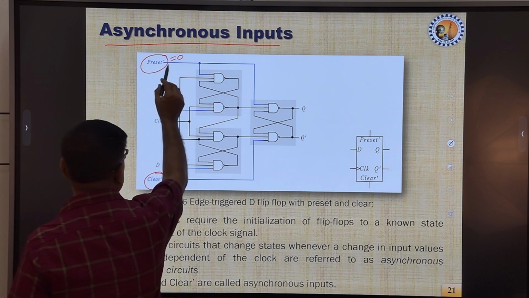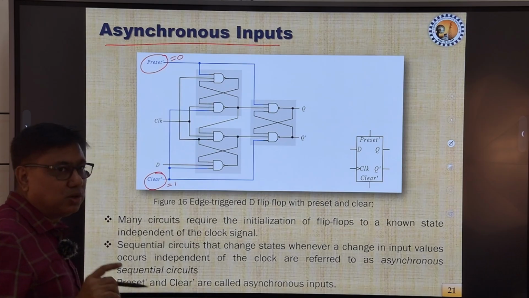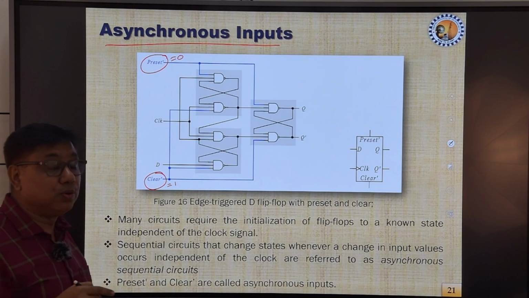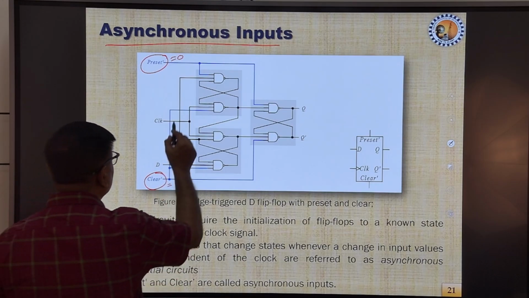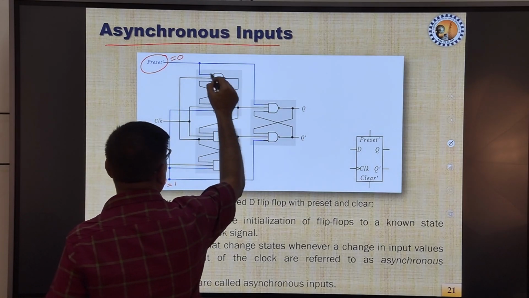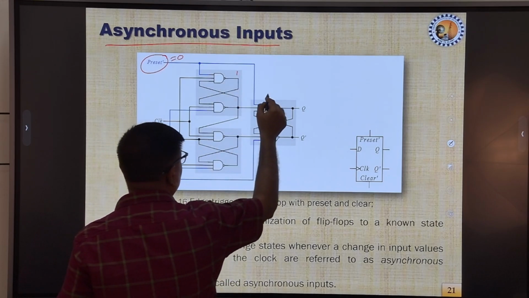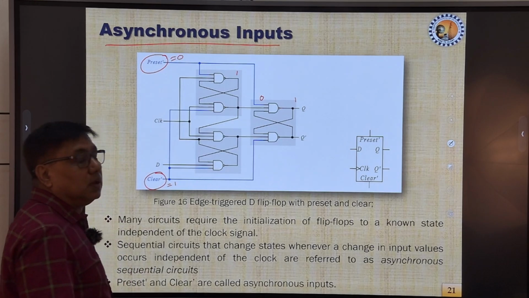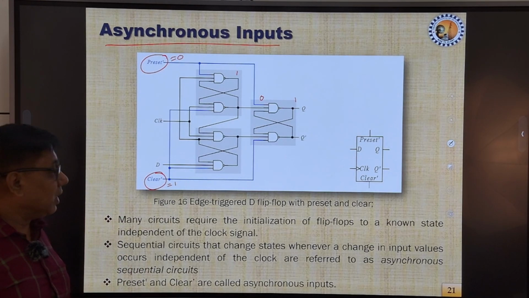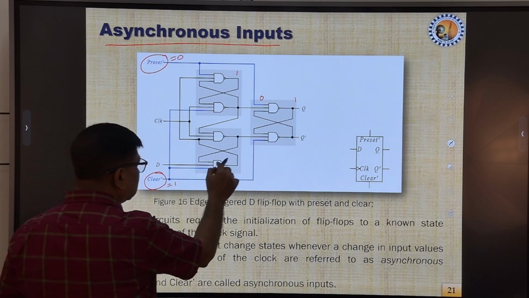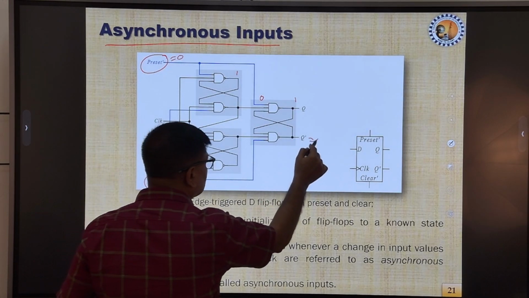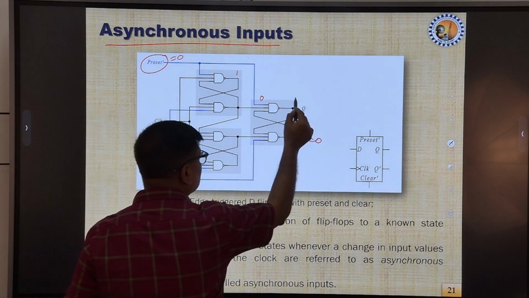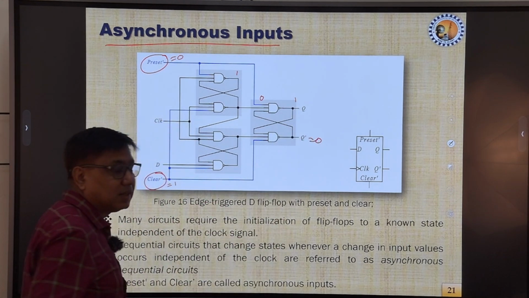So, let us assume that we want to preset. We want to preset means we want to make Q equal to 1 before the clock is applied. So, what happens? This 0 will ensure that this will be 1, and most importantly this 0 will ensure that the Q output is 1, and during that time all these things will ensure that Q bar is equal to 0. So, before the operation we ensure that Q is at 1 and Q bar is at 0.